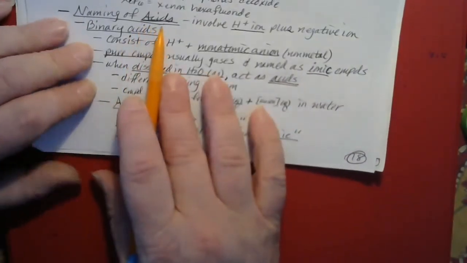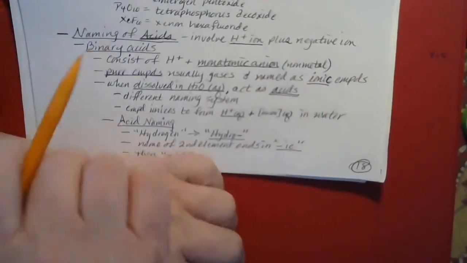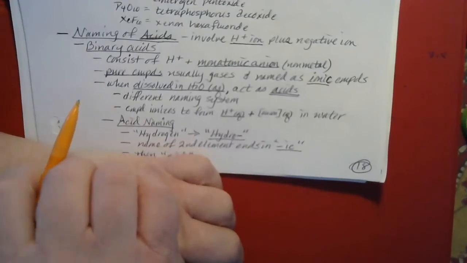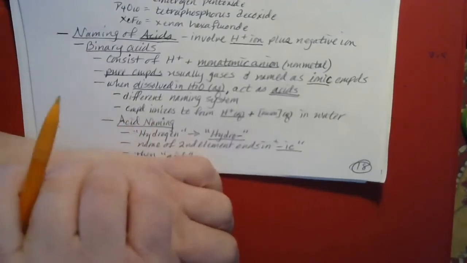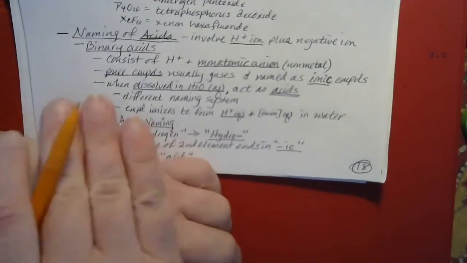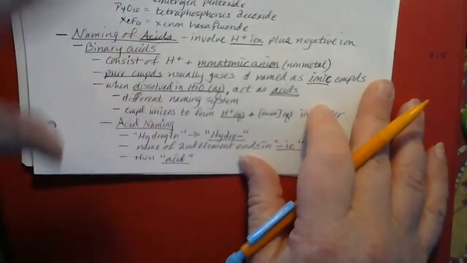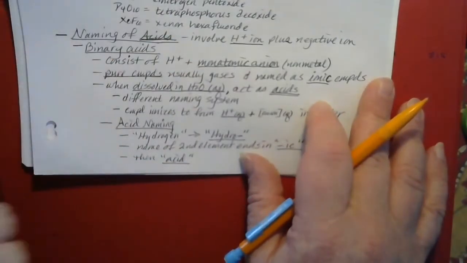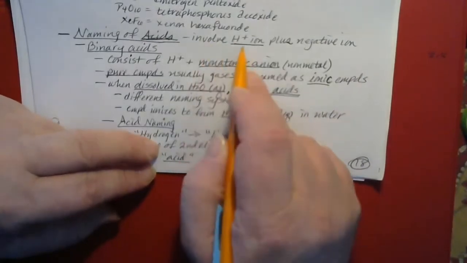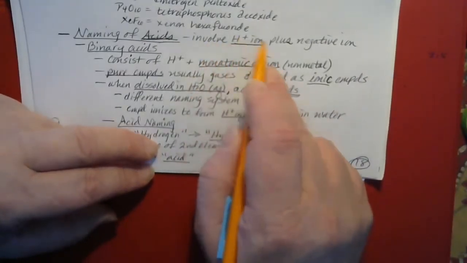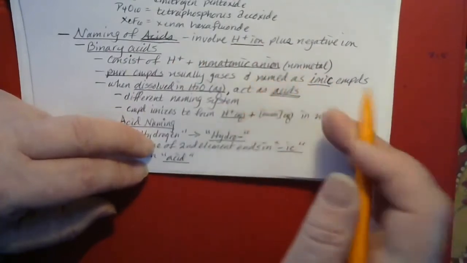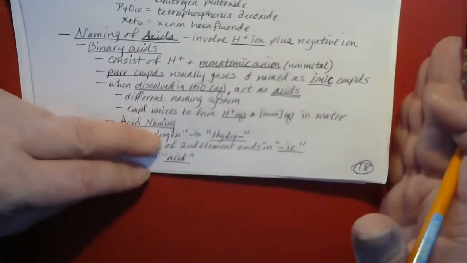Anyway, acids are an interesting situation because acids are technically not ionic compounds, but they ionize when you put them in water. So they're not ionic, but they give off ions anyway. And so that's kind of an interesting bridge between covalent and ionic compounds. Acids generally involve H+ ions plus a negative ion. That's how you can tell an acid when you see it: it will generally take the form of hydrogen followed by a negative ion.